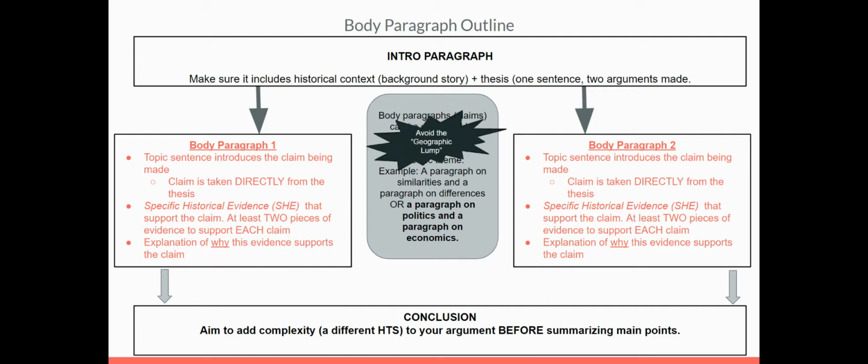The one thing you always want to avoid is the geographic lump. Run away from it. Sprint. Don't do it. Because you're not going to be doing any kind of comparing and contrasting in any way, shape, or form. You're literally talking about one empire, and then you're done, and another empire, and then you're done. It doesn't work. You will not get the point. So avoid the geographic lump at all costs.